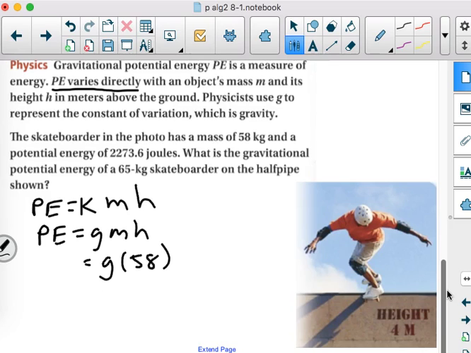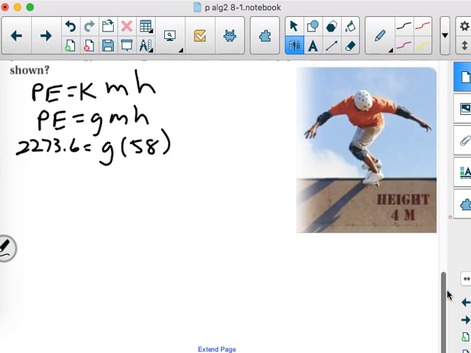A skateboarder has a mass of 58 kilograms and a potential energy of 2273.6 joules. What is the gravitational potential energy, so we need G, of somebody else? Well, I can't tell them that unless I know the height. That's H. And it is in the picture. It's really bad, though. Can you even make out that it's 4 meters in there?